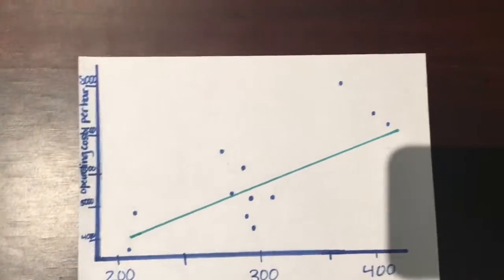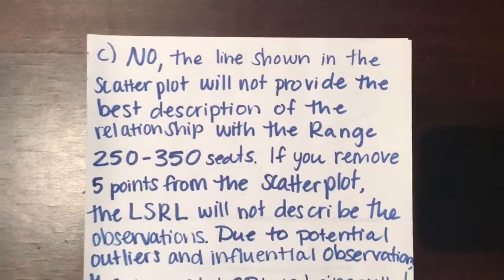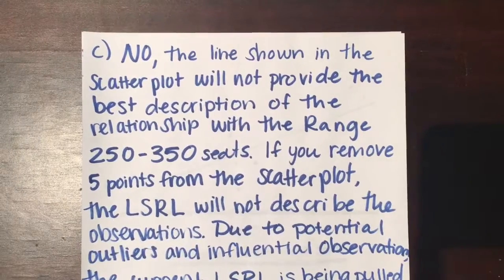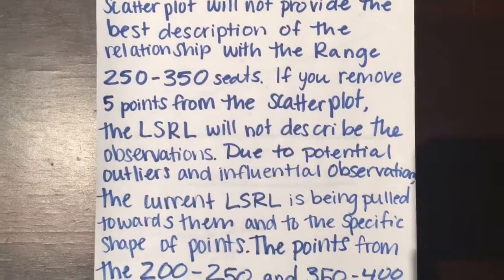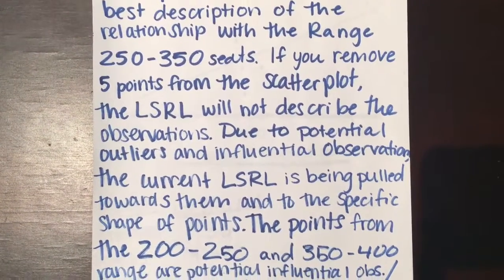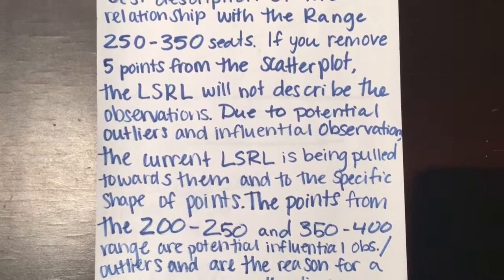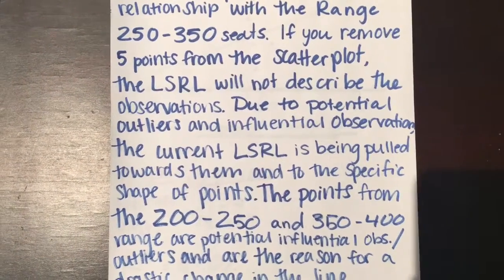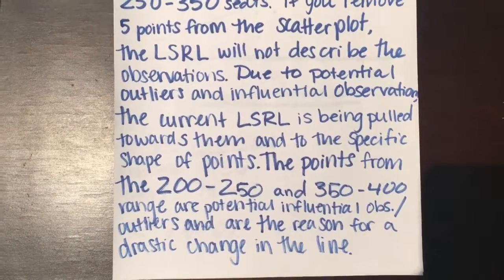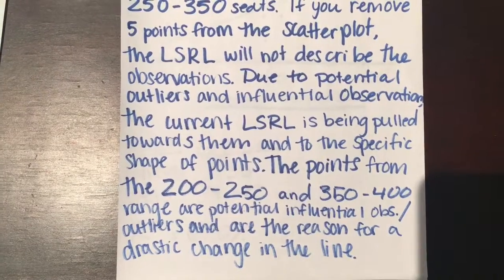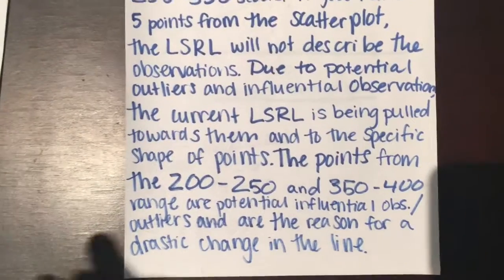And what I said is no. The line shown in the scatter plot will not provide the best description of the relationship in the range 250 to 350 seats. If you remove 5 points from the scatter plot, the least squares regression line will not describe the observations due to potential outliers and influential observations. The current least squares regression line is being pulled towards them and to the specific shape of points. The points from the 200 to 250 and 350 to 400 range are potential influential observations or outliers and are the reason for the drastic change in the line.